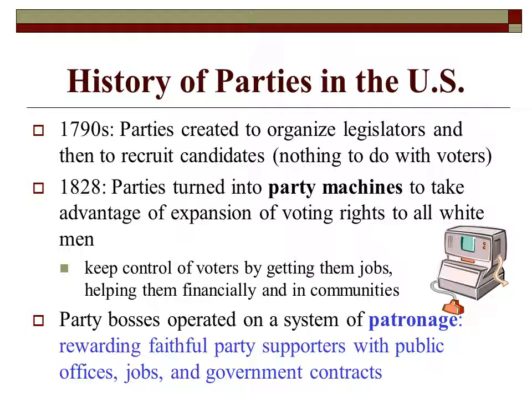1828, we saw the expansion of voting rights to all white men. So all of a sudden, we have many more voters in the game than we did before. Go back a couple weeks and remember how small the voting population was when we got started. So now that we have to get across to all of these white male voters, we are turning the parties into something which is not only going to attract candidates, it's going to attract voters for their candidates. The Democratic Party was the first one really to do this well. And what they did is they turned their parties into party machines.